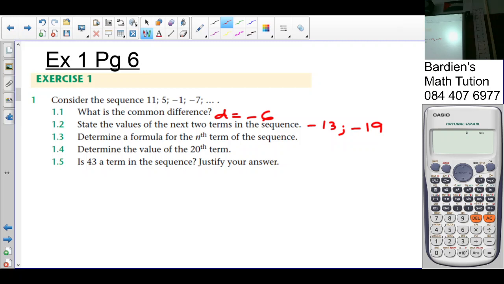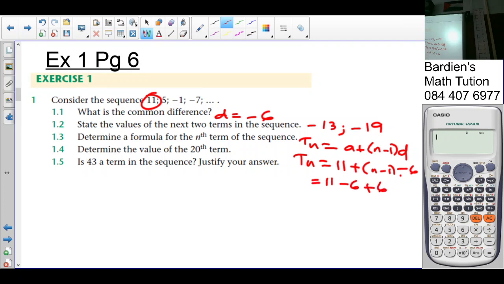Number 3, determine the nth term of the sequence. They could have said the general term. So how do we work out the general term? It's a plus n minus 1 times d. You all agree with that? Right? So what's my a value? Your a value is your first term, which is 11, as you can see here, plus n minus 1 times negative 6. So it's 11 minus 6n plus 6. Negative 6n, sorry. So it's going to be negative 6n plus 17. You all got that? Is anybody confused at this point? You all understand, huh?